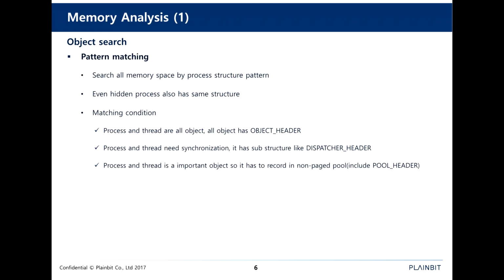Both processes and threads exist in memory as objects. These objects contain a data structure called object header and a data structure called dispatcher header as the underlying data structure for synchronization. Processes and threads are also important objects in memory. Therefore, the object contains a data structure called pool header to avoid paging. By searching for objects that meet these criteria and interpreting the object data, you can find processes and threads in memory.